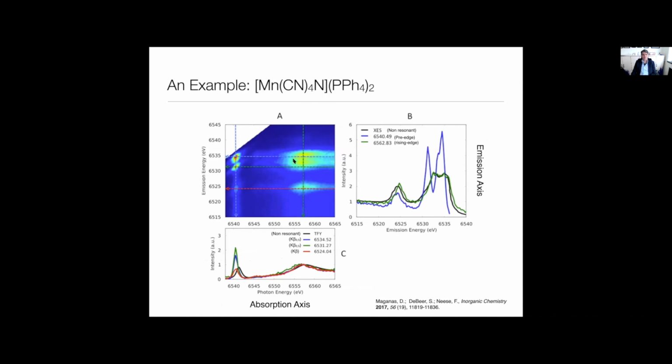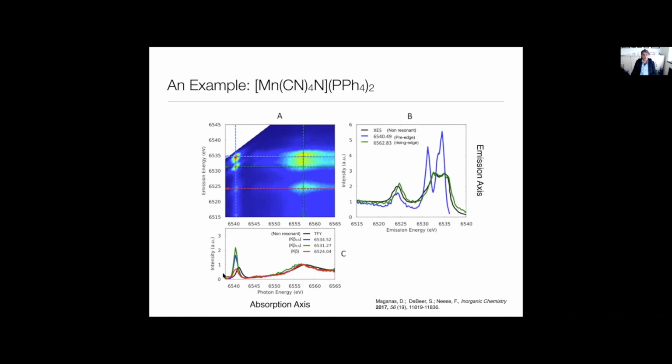And the systems we have looked at are these very interesting tetracyanonitridomanganese systems that Serena has studied together with her group for a while. And they have nice RIXS spectra, but what caught our eye really is the resonant emission. So basically here you have the emission axis, and you see that whether you excite into the pre-edge or the rising edge gives you a drastically enhanced resonant emission in the pre-edge feature.